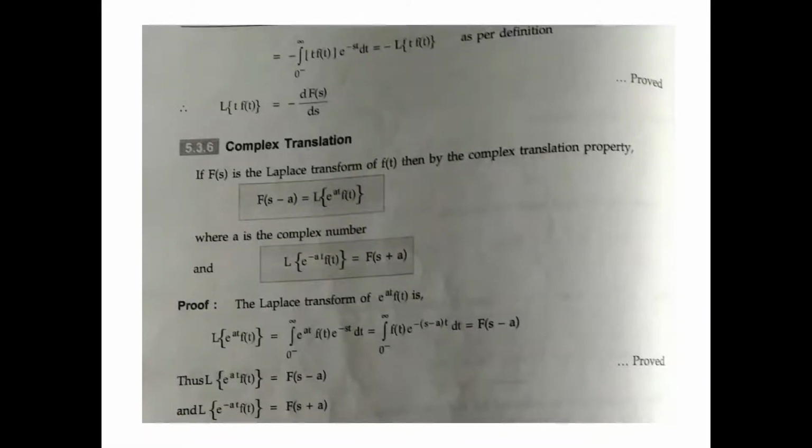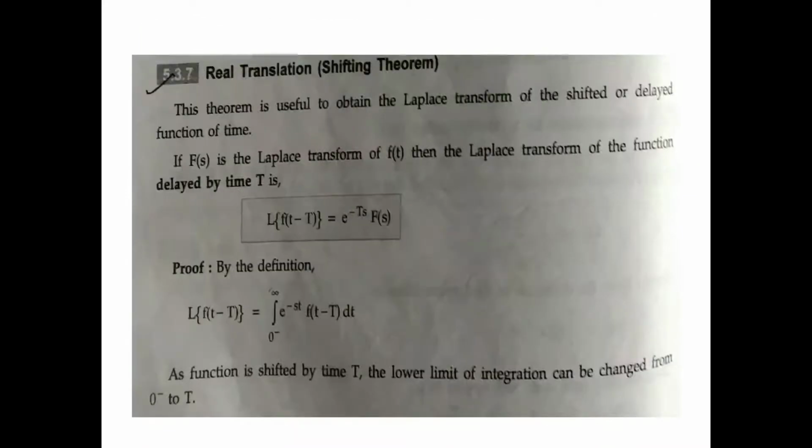The Laplace transform of e^(at) f(t) is the integral from 0 to infinity of e^(at) f(t) e^(-st) dt. Taking f(t) outside, e^(at) e^(-st) becomes e^(-(s-a)t), so we get F(s minus a). So L{e^(at) f(t)} is F(s minus a). Similarly, e^(-at) f(t) gives F(s plus a). Proved.